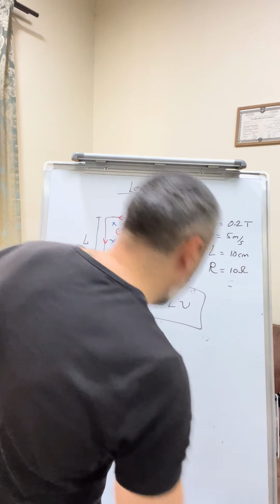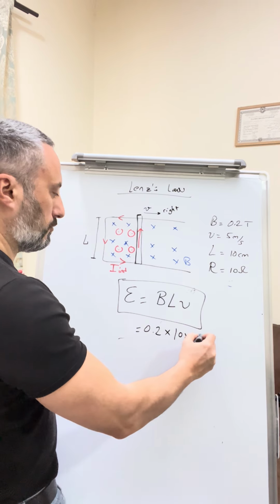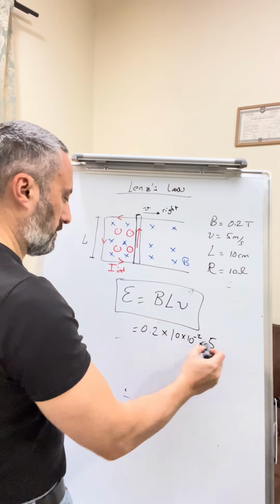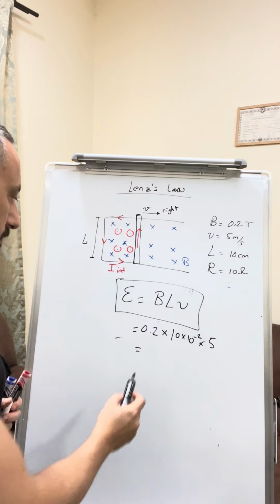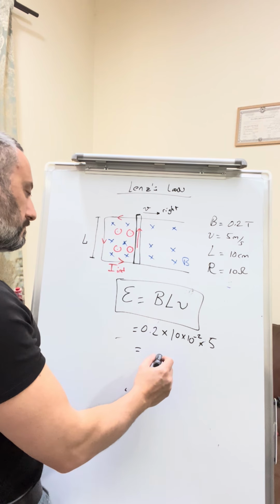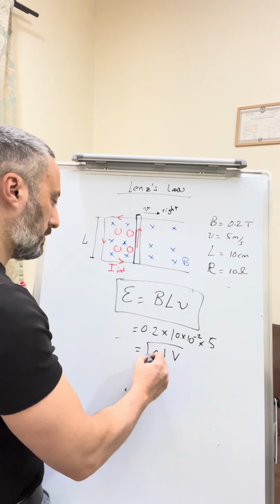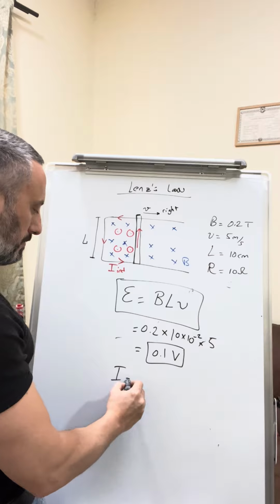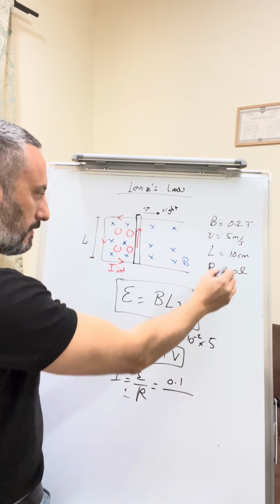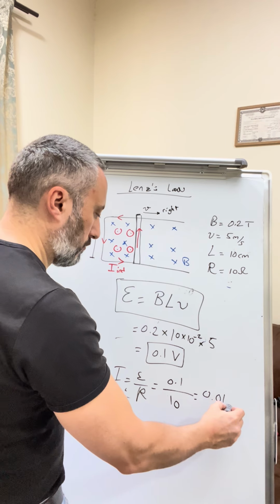So the EMF will be, in this case, 0.2 multiplied by 10 times 10 to the negative 2, because we changed from centimeters to meters, multiplied by the velocity, which is 5. All right, so you have here 2 multiplied by 5, 10, 10 times 10 to the negative 2, 10 to the negative 1. Yeah, 10 to the power minus 1. So it's 0.1 volts. That's the EMF. And I will be E over R, the induced voltage. E will be 0.1, and the resistance is 10 ohms. So it's simply going to be 0.01 amperes.